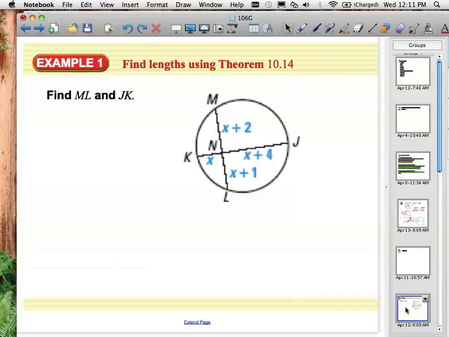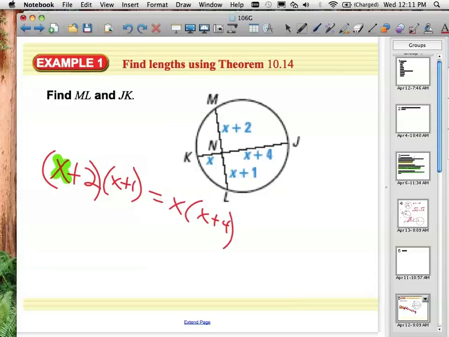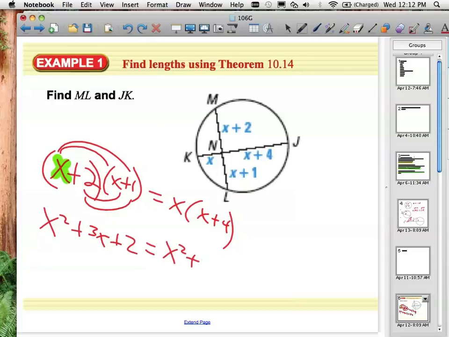How do we set this up? What's the rule? It would be the first rule we learned, two chords product. It would be x plus 2 times x plus 1, is that okay? Equals x times x plus 4. Then we're going to do advanced FOILing. This times this, this times this, this times this, this times that. You get x squared, add the 1 and 2, that's 3x, multiply the 2 and 1, that's 2, equals x squared plus 4x.